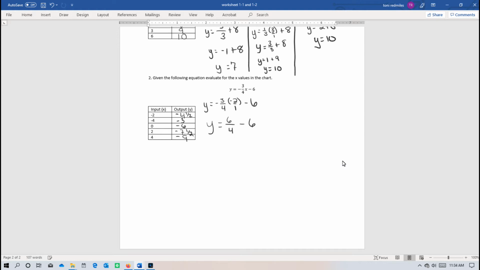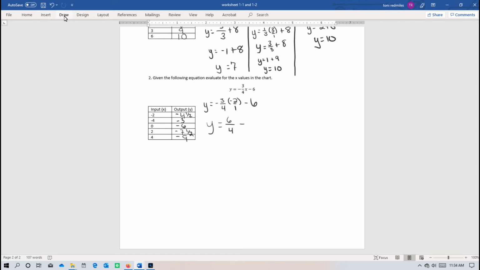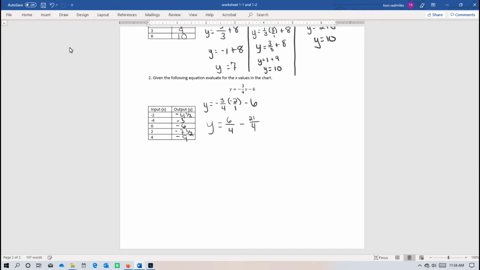Might be best if we get a common denominator, because when we subtract or add fractions, we have to have a common denominator. So I'm going to have to erase the 6 and make it an equivalent fraction that has a denominator of 4, which means the top has to be 24. How do I know I'm right? Well, reduce the fraction. 4 goes into 24 6 times. I get back to that original 6. So it's right. It's equivalent. It holds the same value, but it looks different.